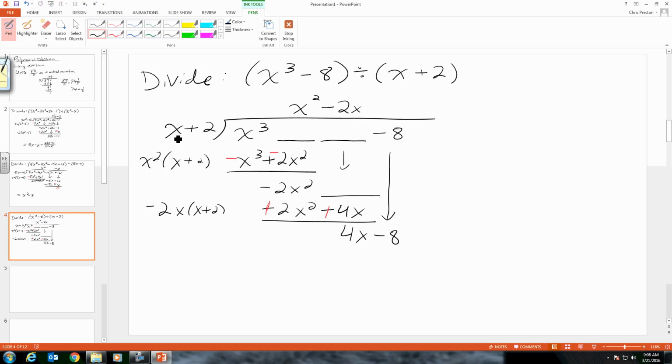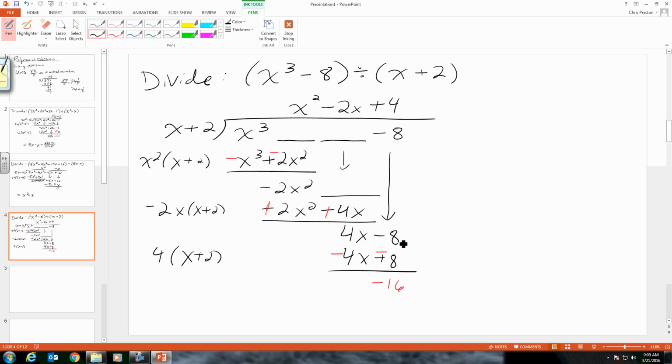What do you multiply x by to get 4x? And that would be, you need a positive 4. So 4 times x plus 2. So 4x plus 8. And change the signs. And you get negative 16.